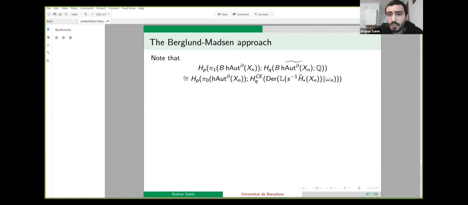And now let's just do some simplifications. So here we have pi1 of the classifying space. This is the same thing as the group of components of homotopy automorphisms of Xn that preserve the boundary. And here we take the Chevalley-Eilenberg homology of the derivations. And this we can simplify like this.